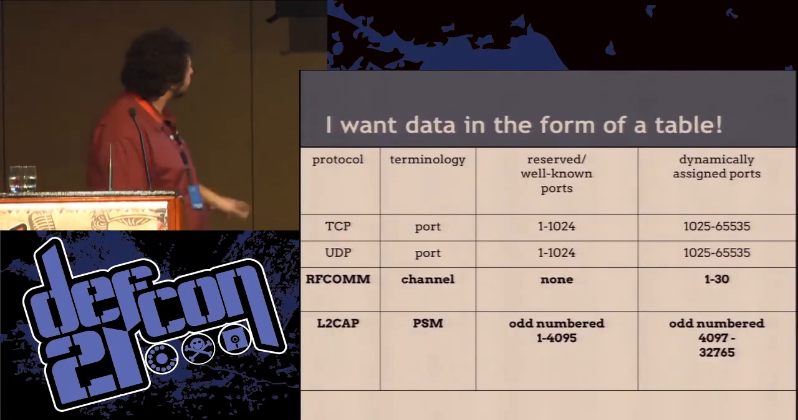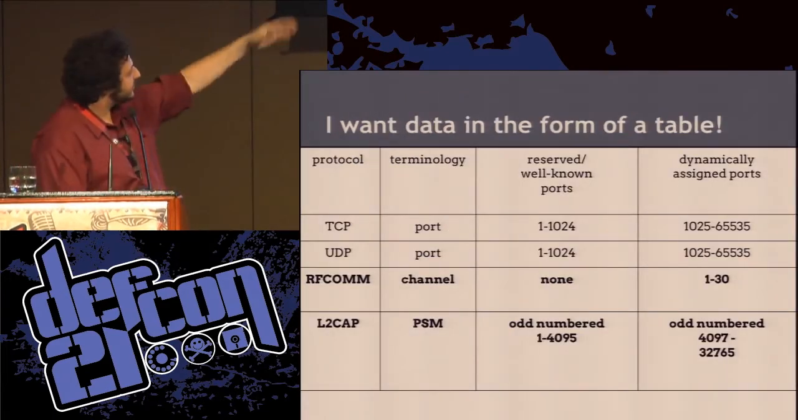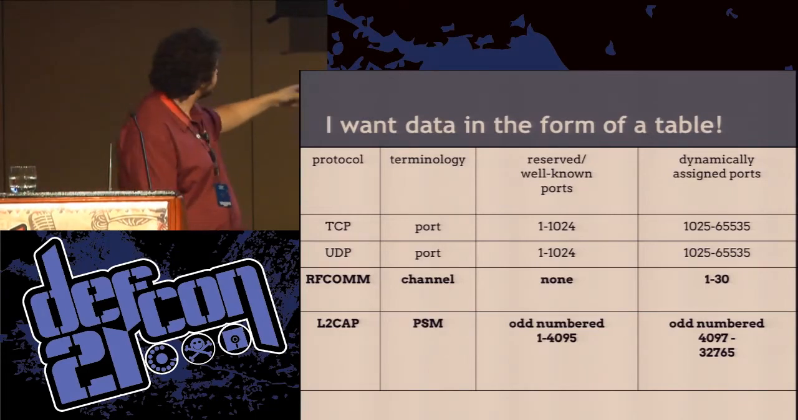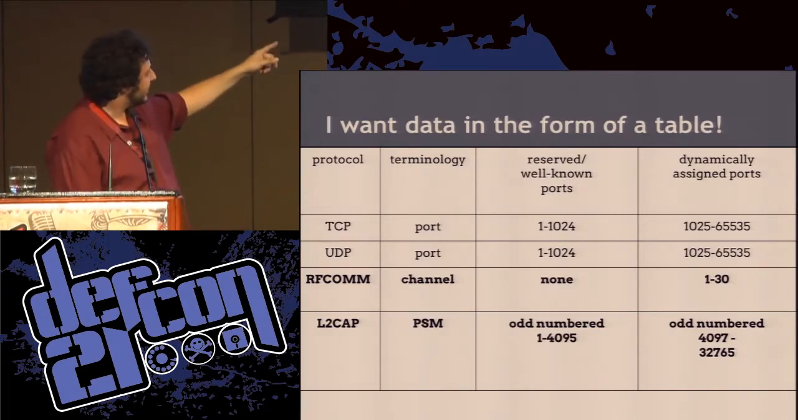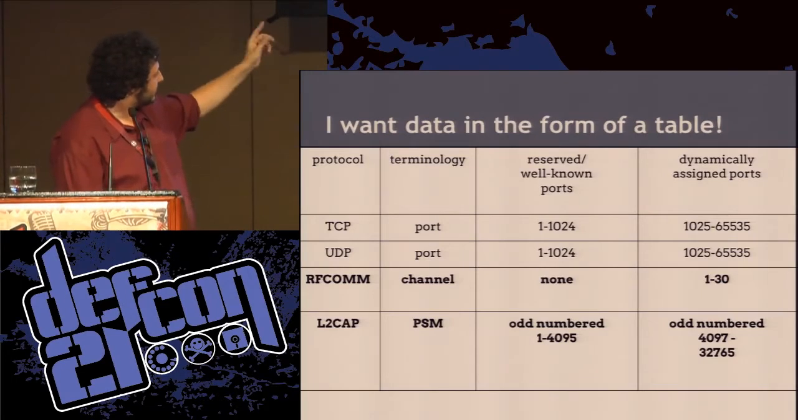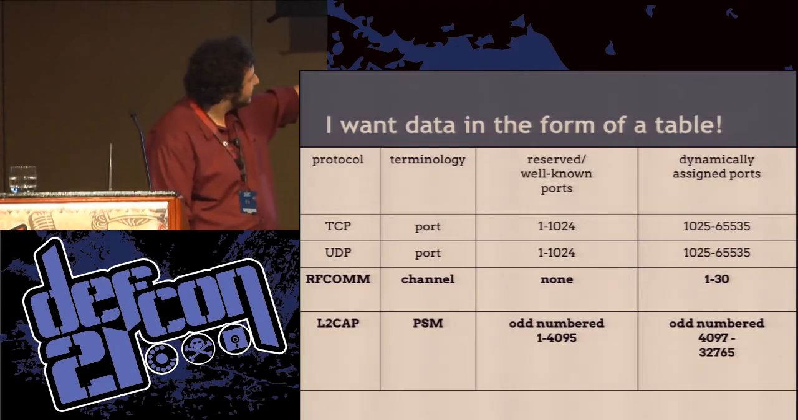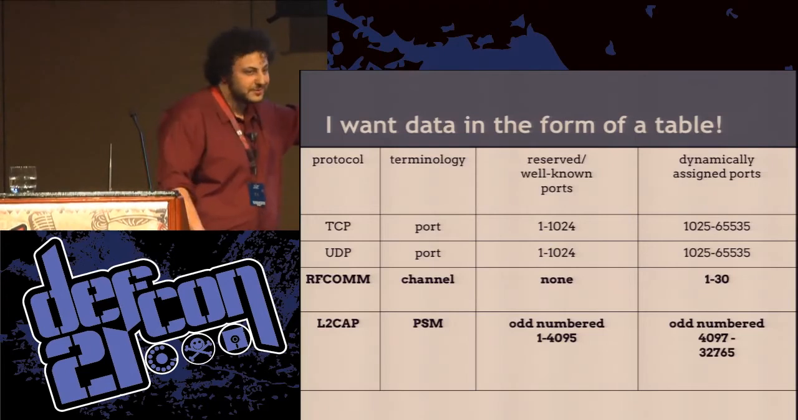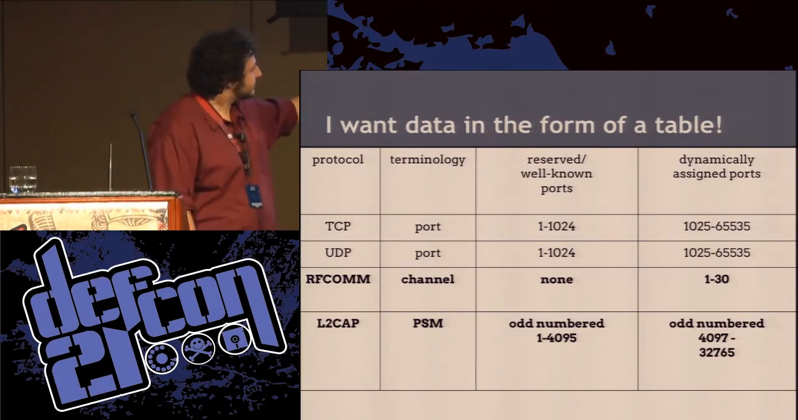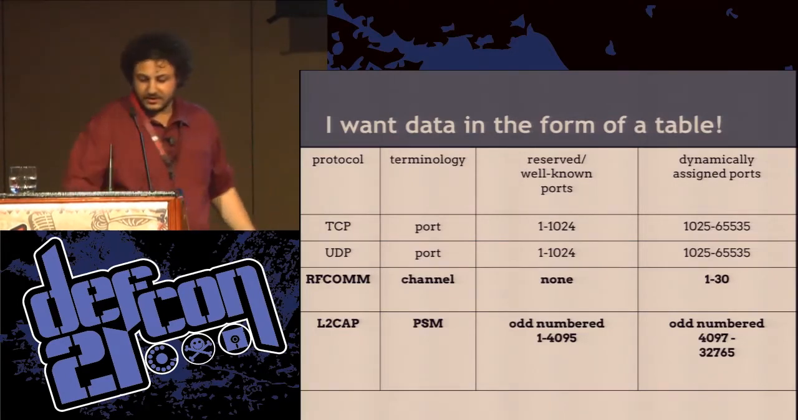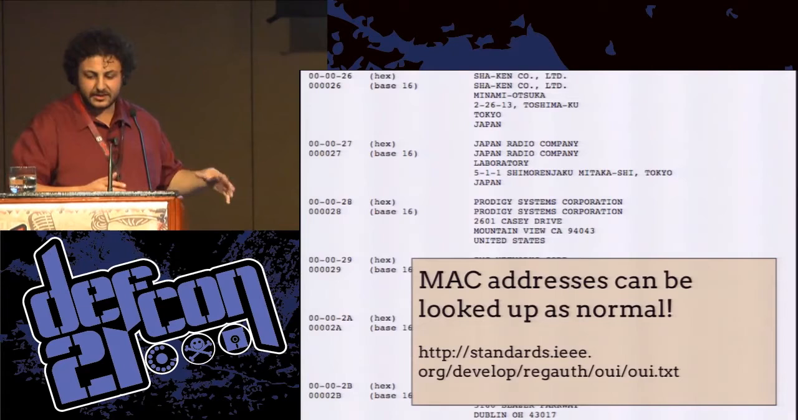Okay, so here's a list. You have TCP, UDP, we all know those. RFCOMM, we have 1 to 30, and we call those channels. L2CAP, we call it a PSM, or protocol service multiplexer. And then the odd numbered ones, you have a reserved range at the base. So these are the interesting ones, for the most part. And that's 4,000 of them, and then the spec says it goes up to 32. So that's the lay of the land there.